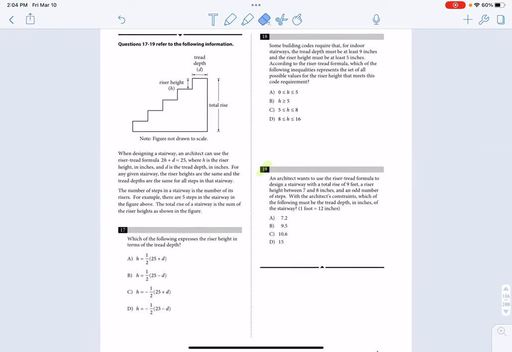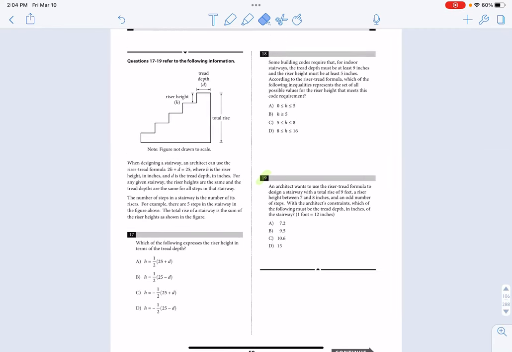For this problem here, I will explain about 17, 18, 19.